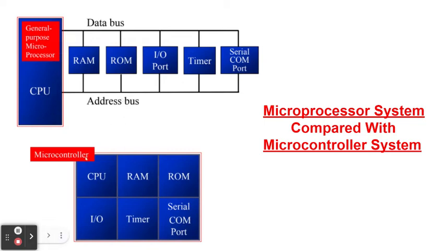In the microcontroller, all of these devices are inside the microcontroller itself. So the CPU, RAM, ROM, IO, timer, and the serial COM ports are all inside the microcontroller. And in the case of a microprocessor system, these are all outside the CPU. So they are not all together in one area.